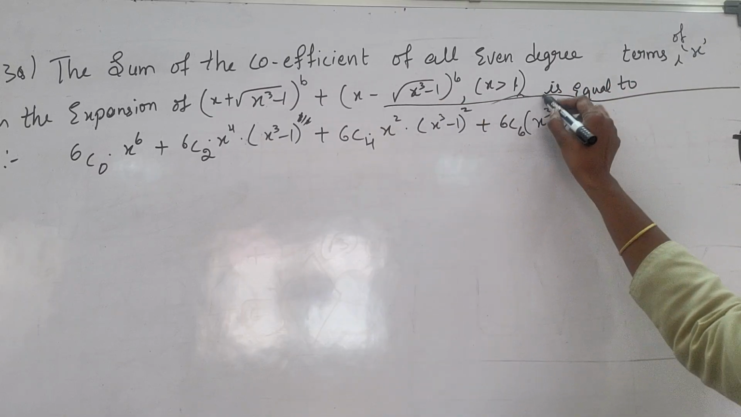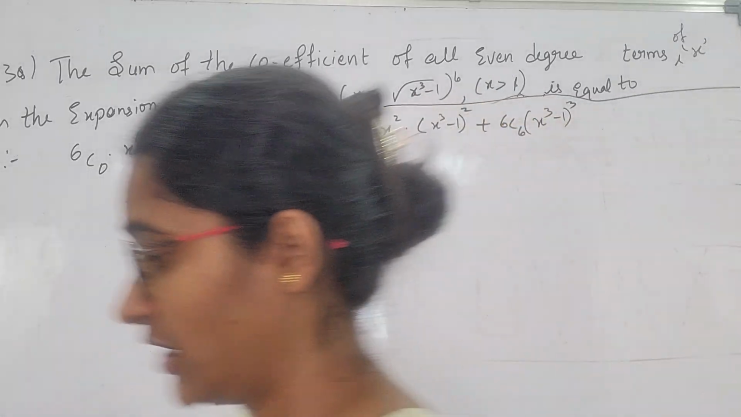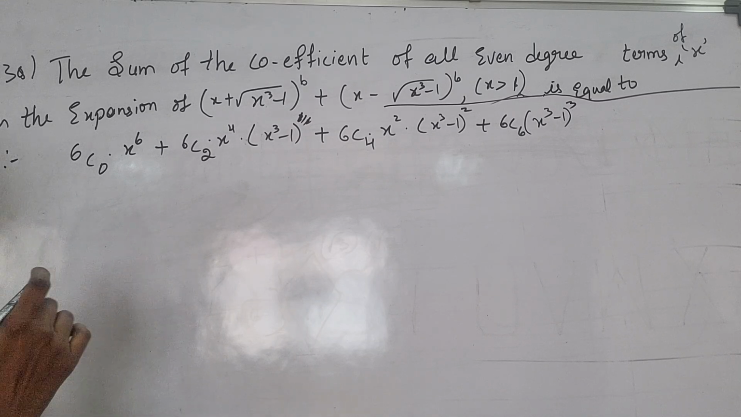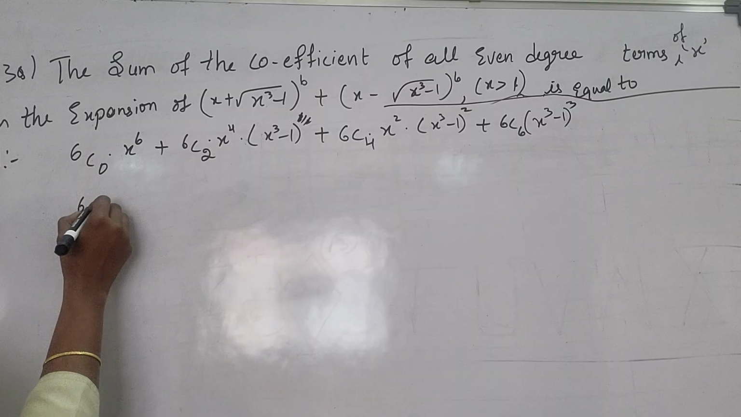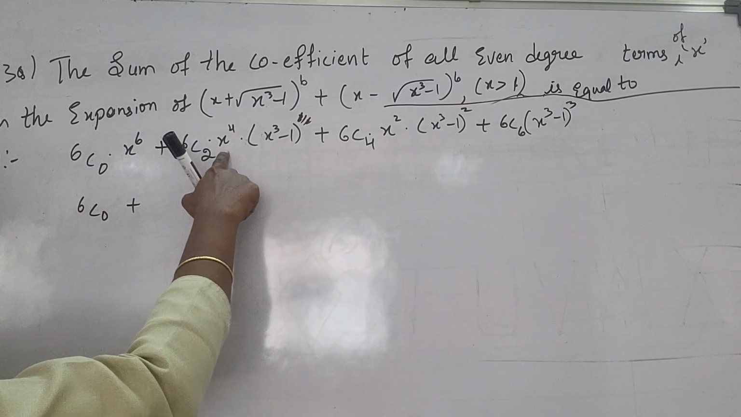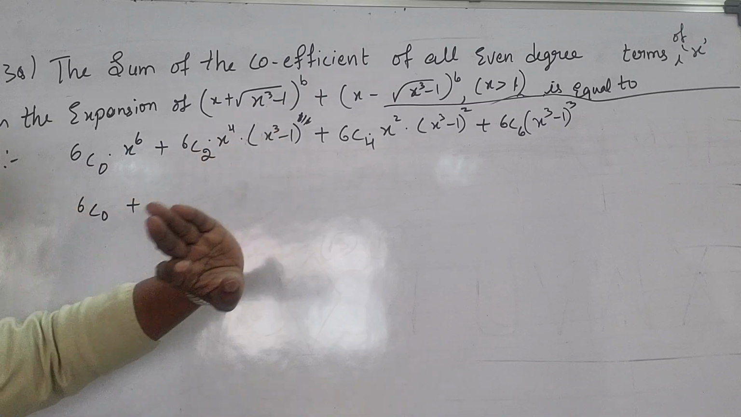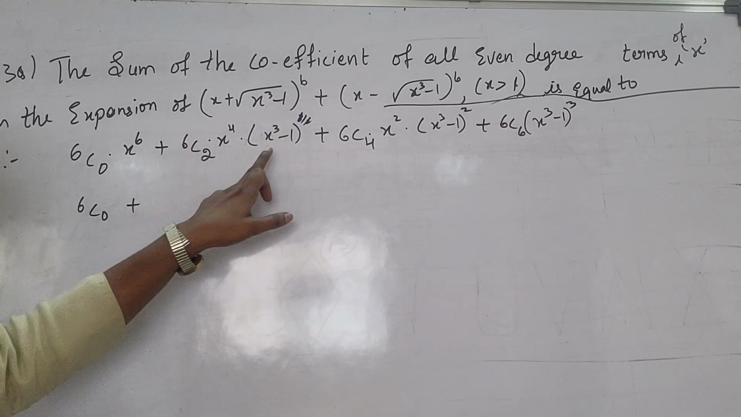Okay. So now we have to take only the terms where the power of x should be even. Its degree should be even. So this is the degree. So 6C0, I'll take it. Now this into this, bases are equal, powers will be added. 4 plus 3 will become 7. So we will not take this part.